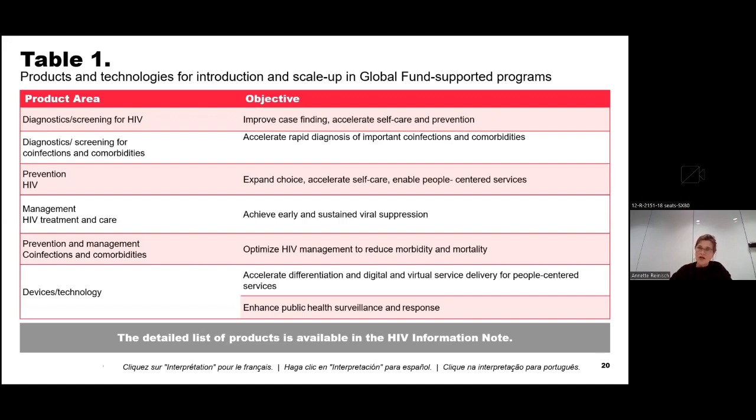I would also like to highlight that the products presented in this table, and you will see in the presentation and of course in the information note a much more detailed table, are just a high-level summary. But these products add to the range of already existing proven effective products, such as condoms, that the Global Fund, of course, will continue to support. Next slide, please.